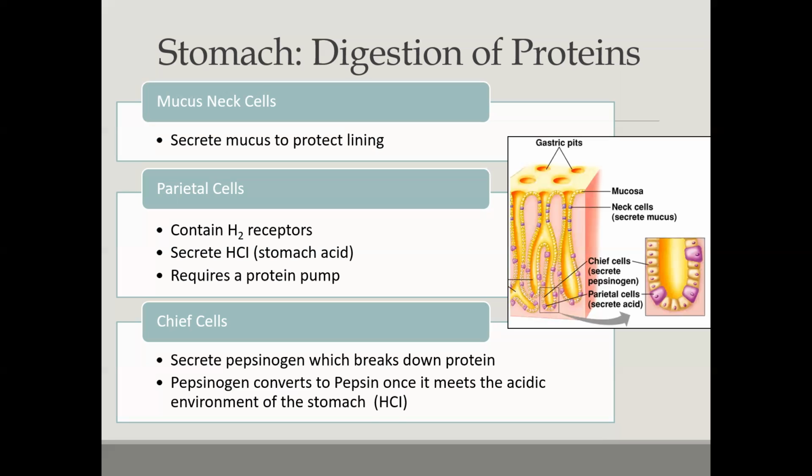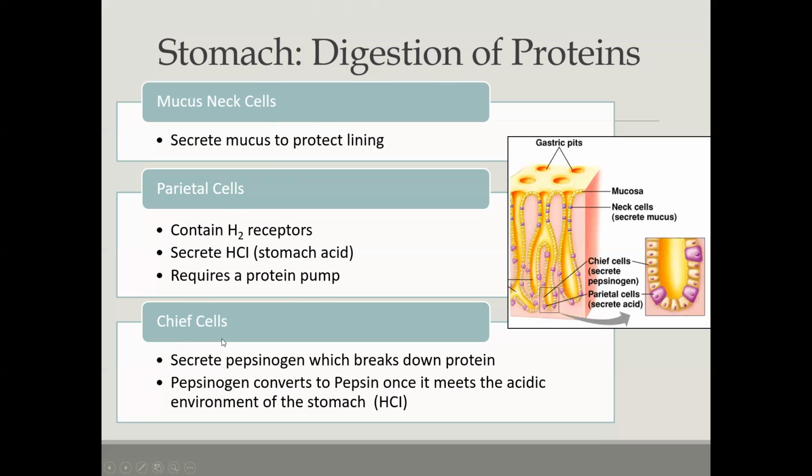Sometimes we're binding up the system that makes the acid. So it's different things. But just know that these things are connected to parietal cells, which contain the H2 receptors, secrete stomach acid, and require a protein pump.